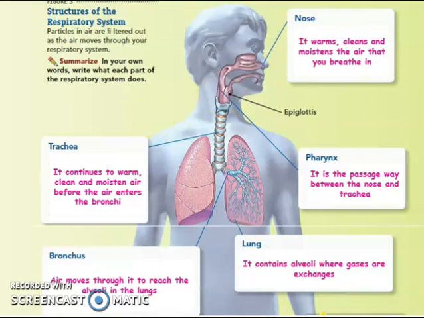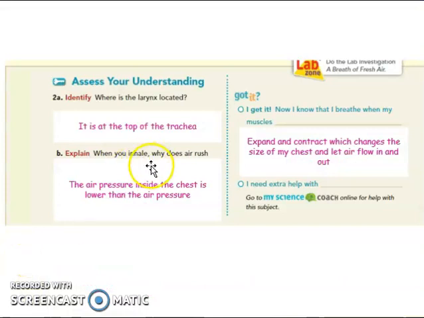Now, let's proceed to this question. Letter B. When you inhale, why does the air rush in? The air pressure inside the chest is lower than the air pressure outside. So it is because of the pressure. That's why air is rushing in the windpipe.